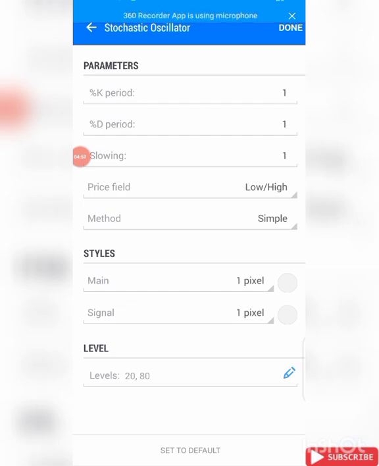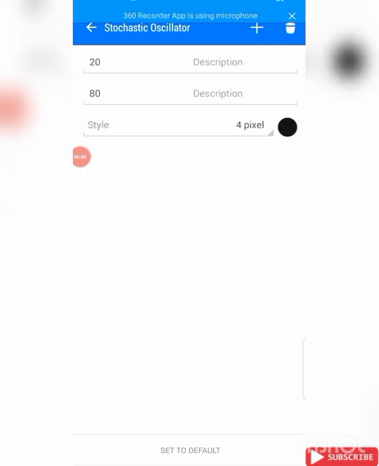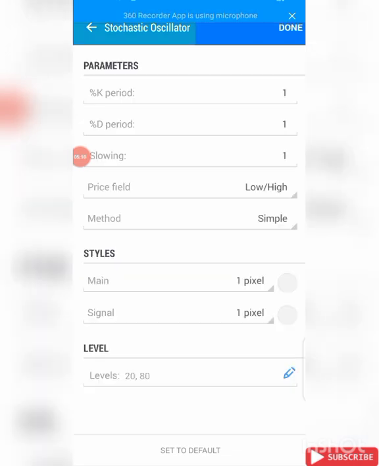Price feed is low high, method is simple, main is 1 pixel, I'm using white, signal is 1 pixel also, level should be 2080. So click on this plus sign to add the description 2080. Then use 1 pixel here and use white because my background is white. If your background is black, use black and use 1 pixel.